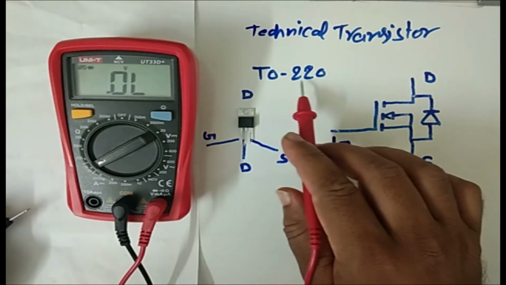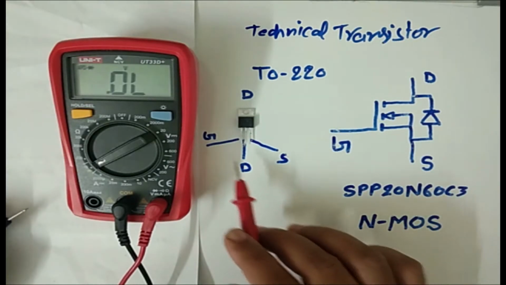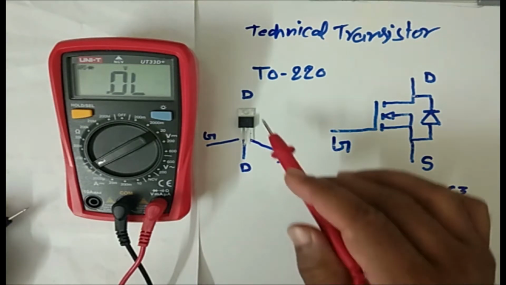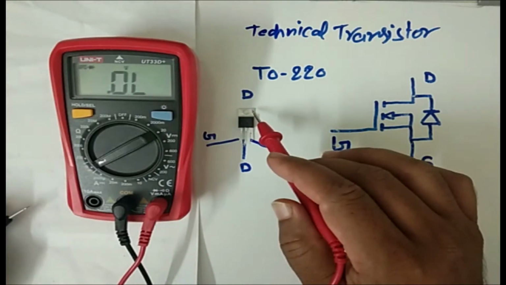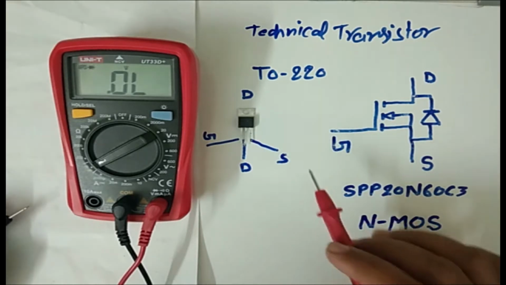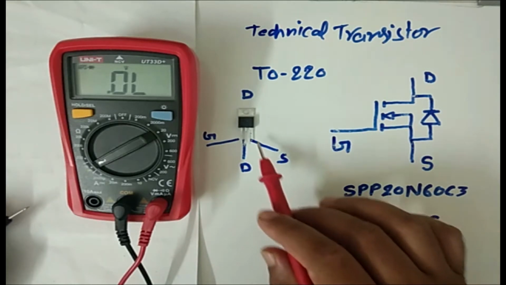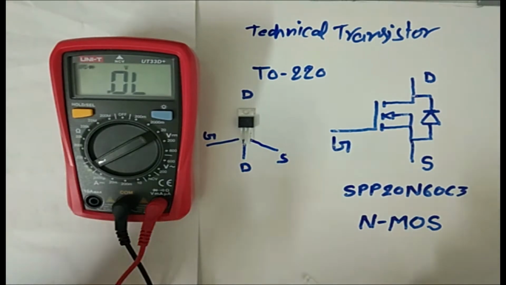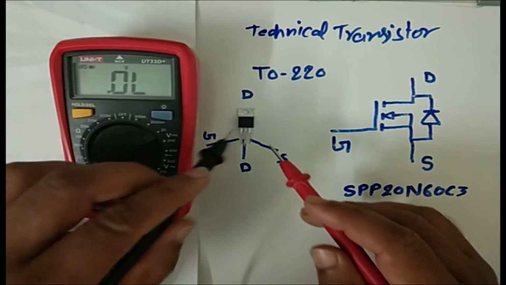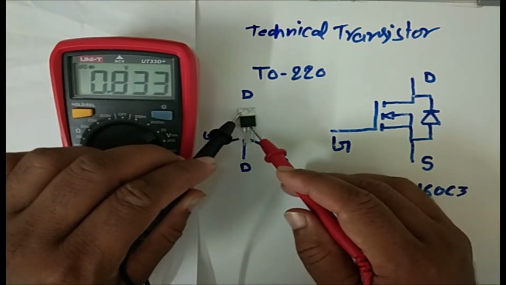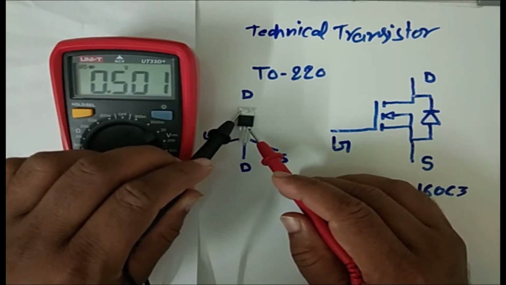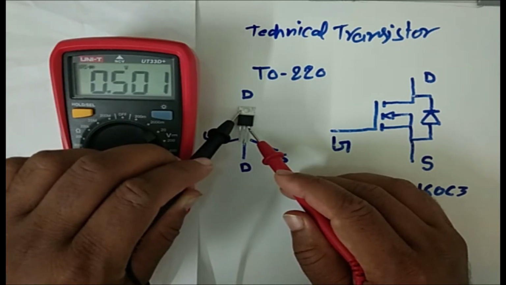It is a TO220 package, and you can see here, this is the gate. First pin is gate, second and middle pin is drain, and this pin is also drain. This body part and middle pin are shorted. This is called drain, and the third pin is source. So first we will put the lead here and here. Now black at drain and red on source. So you can see here, it is showing the diode rating.